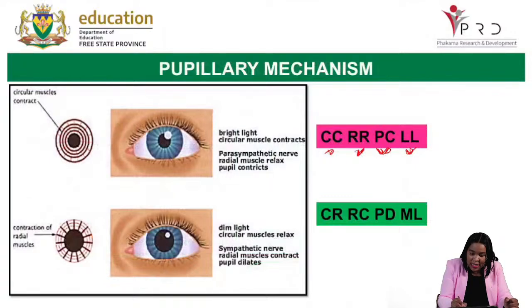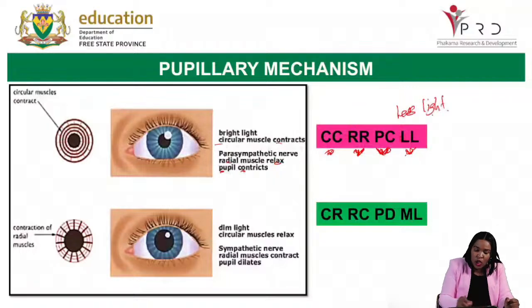The circular muscles are going to contract. You see, this is your first CC. And then the radial muscles are going to relax. The pupil is going to constrict. And then for LL, less light is going to enter the eye. This is during bright light, during the day.